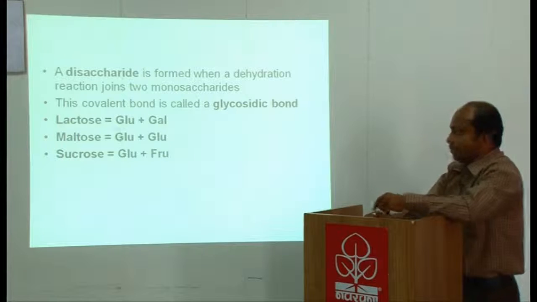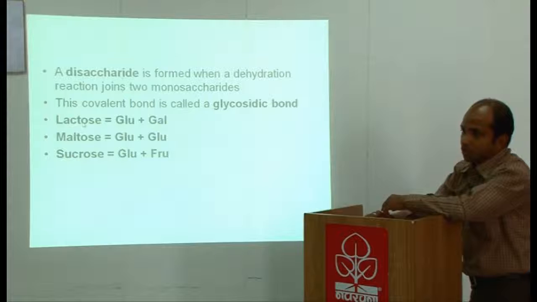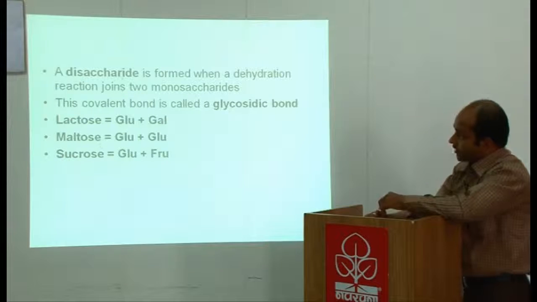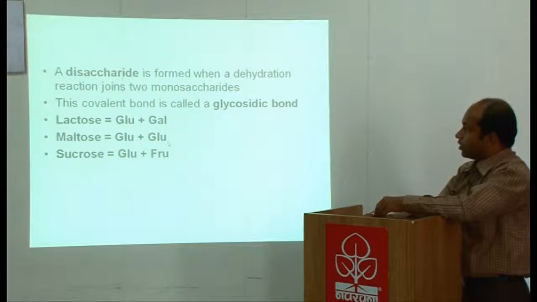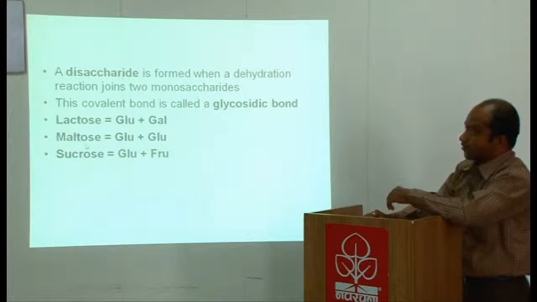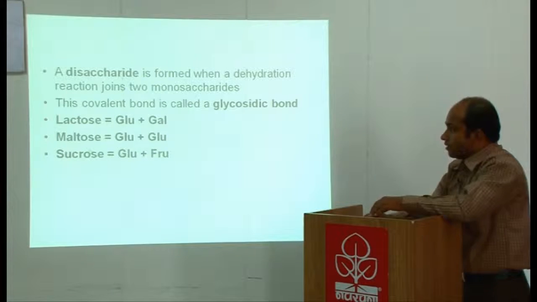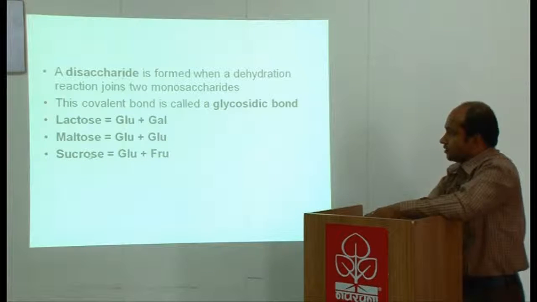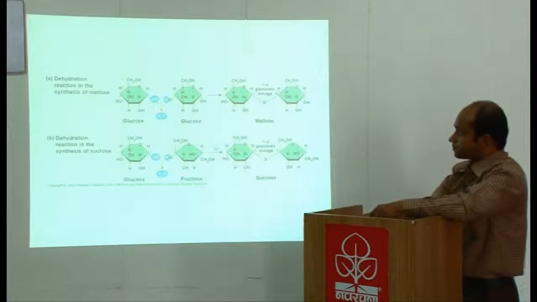So, for example, if you have glucose reacting with galactose, you have formation of lactose, whereas if you have two glucose units combining through a covalent bond or a glycosidic linkage, you have formation of maltose, whereas cane sugar will be formed by reaction between glucose and fructose, which is linked through a glycosidic bond.